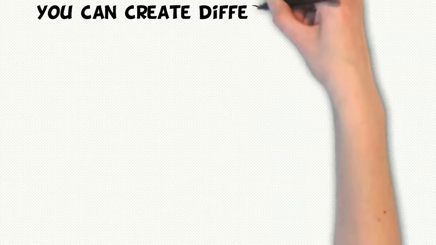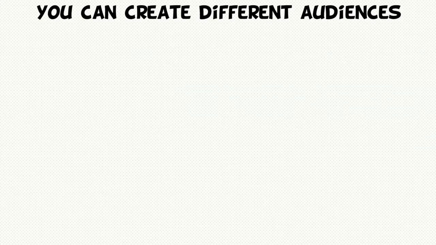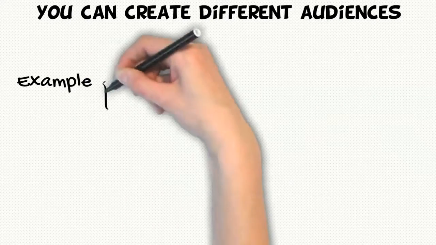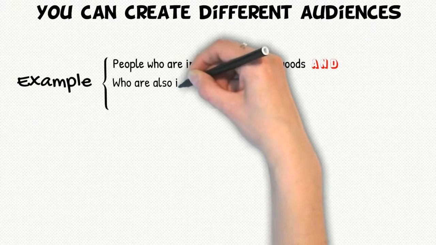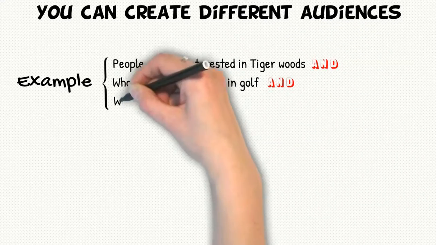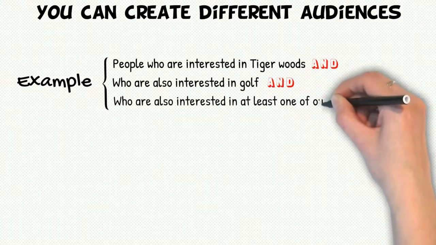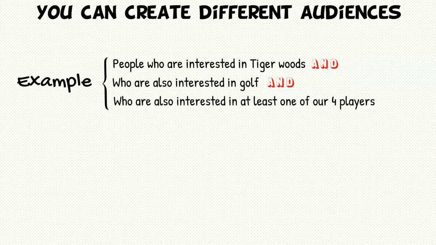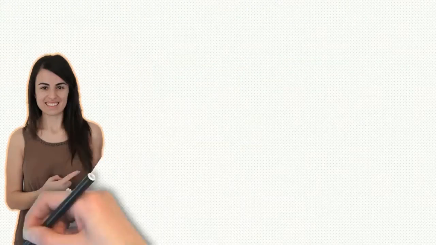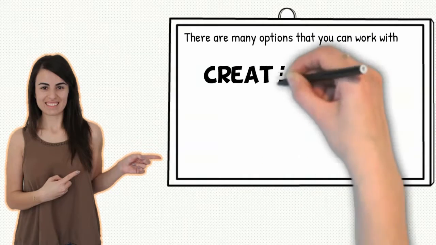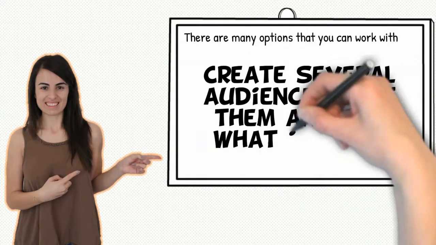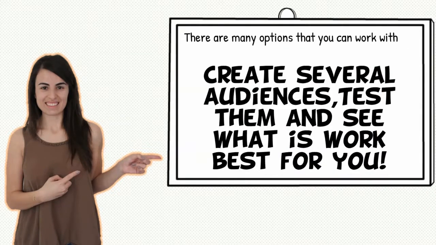You can also play around and create different audiences. For example, you can create an audience composed of people who are interested in Tiger Woods, people who are interested in golf, and people who are also interested in at least one of our 4 players. There are many options that you can work with. That's why it's very important to create several audiences, to test them, and to choose the best one for you.